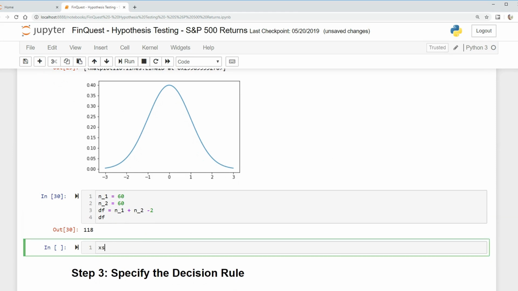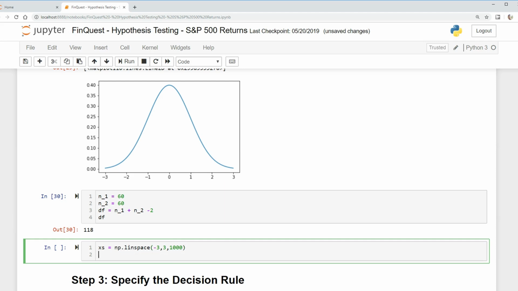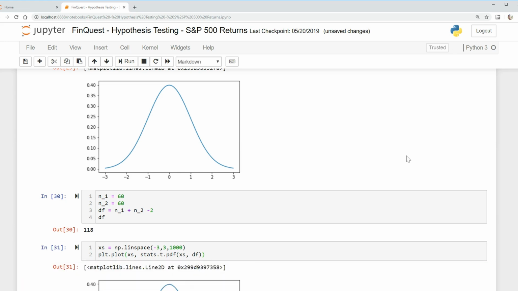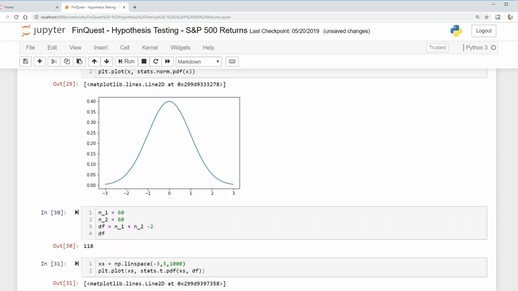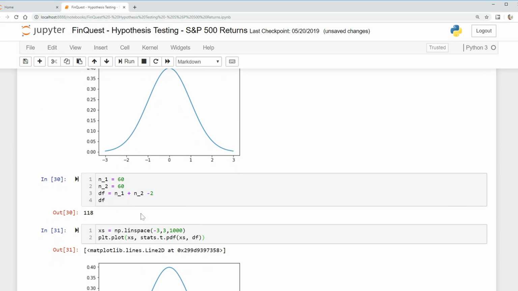So to do that, we're going to say xs is equal to np.linspace, -3 to 3, 1,000 values. And we're going to say plt.plot, xs, stats.t for t-distribution.pdf, probability density function, xs, df, degrees of freedom. We're going to output that, and there we go. And as you notice, the t-distribution is very close to the normal distribution. It's because we have such a large degrees of freedom, 118.